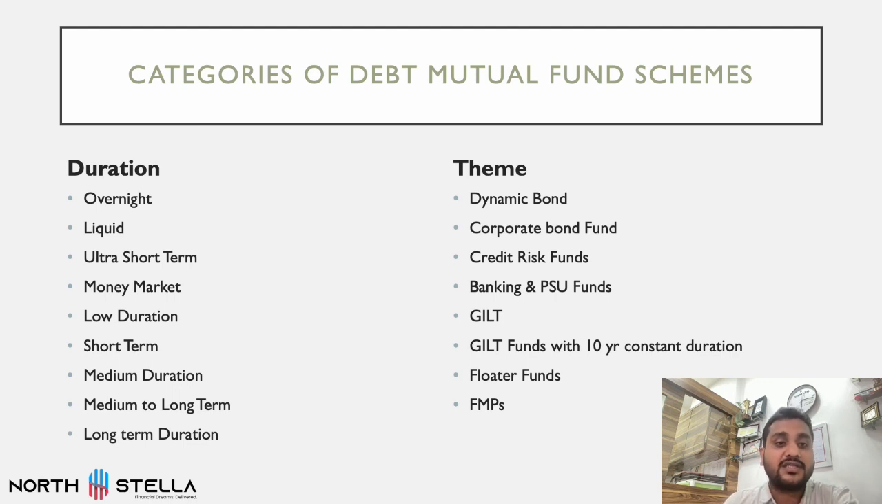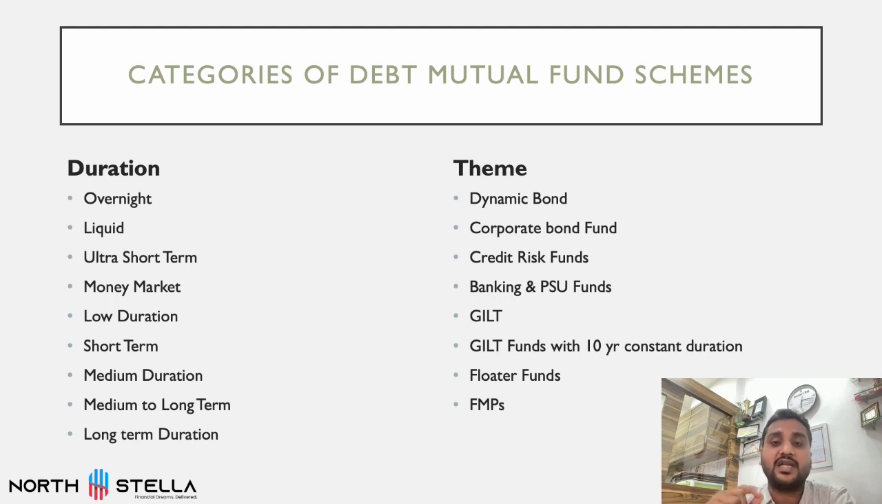The durations are overnight funds, liquid funds, ultra short term funds, money market funds, low duration funds, short term duration funds, medium duration funds, medium to long term duration funds, and long term duration funds. These are basically divided on the basis of horizon, which is time. For how long you want to invest, accordingly you can choose a fund from that category and invest in that particular fund. So it has become very simple.